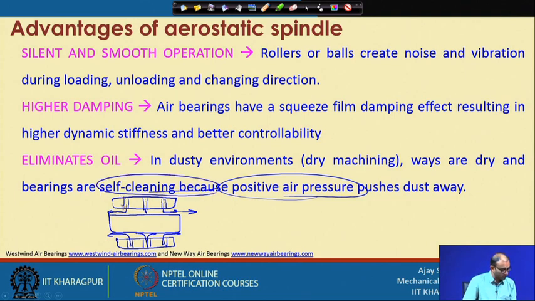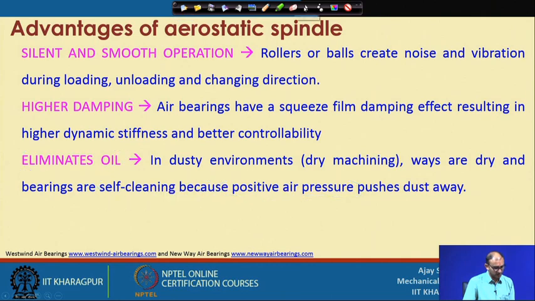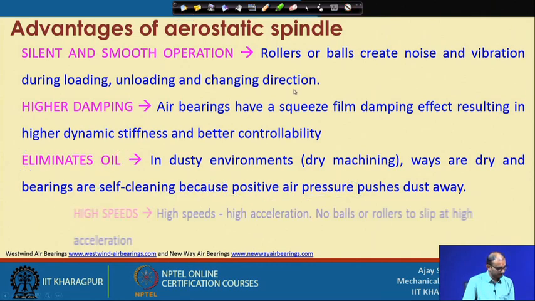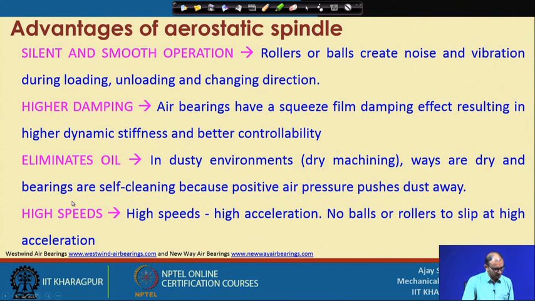Even if there are small particles available, those particles will be quickly out into the atmosphere, and you are not getting any type of problem because of the small particles. And you are not using any oil also. So, when you are using this for a clean room requirement application, at that time you are not using any type of liquid. So, it is a very good choice for this type of application. Right. Higher speed, that we have seen that you can go with a higher speed and higher acceleration, because you are not getting any type of slip in the surfaces.